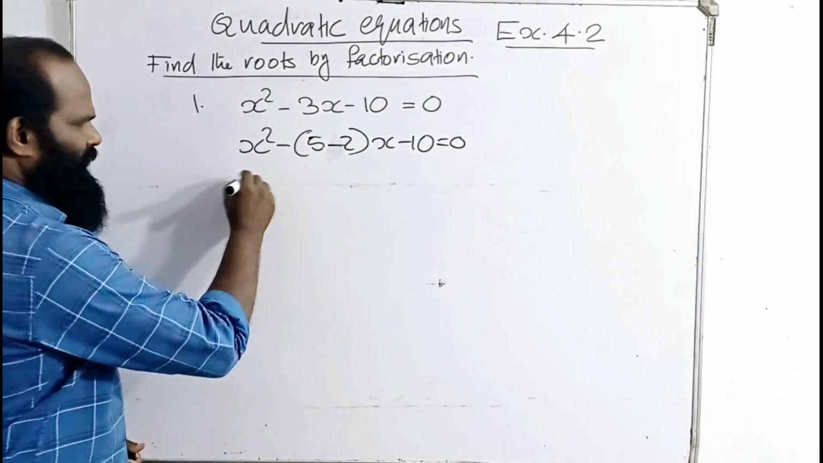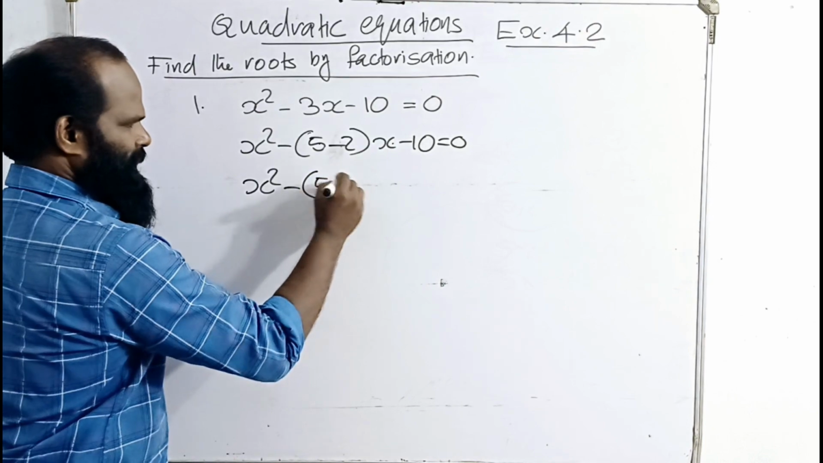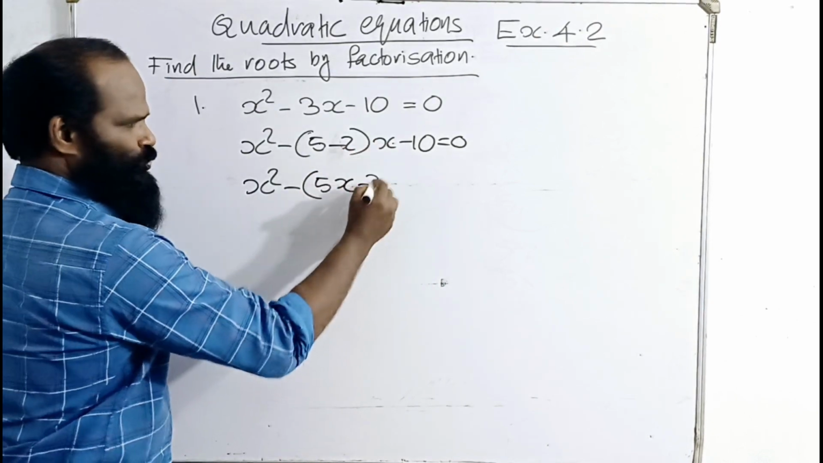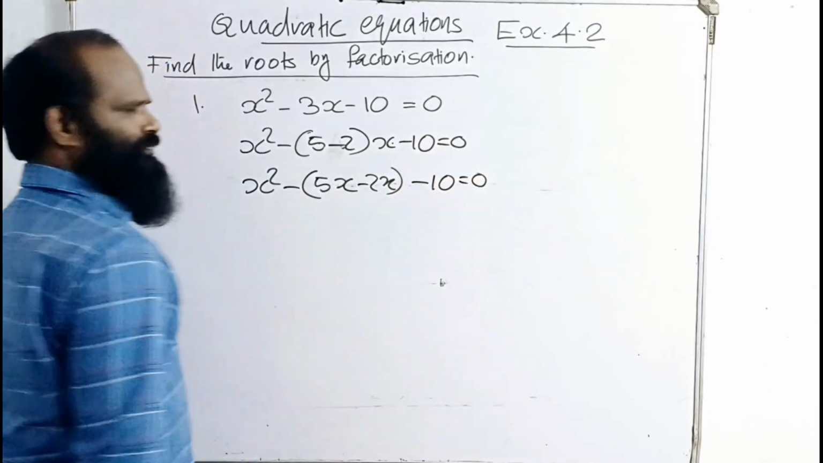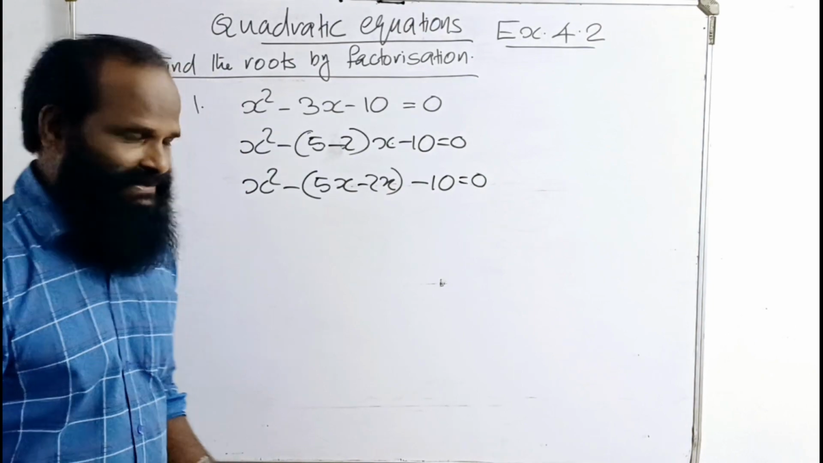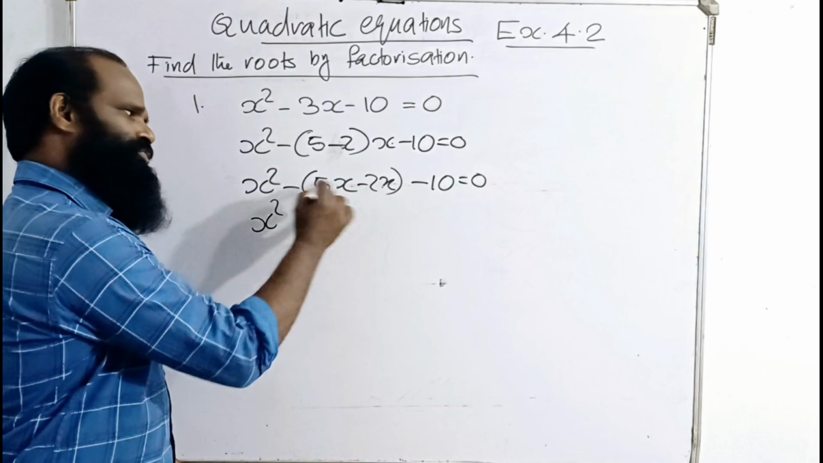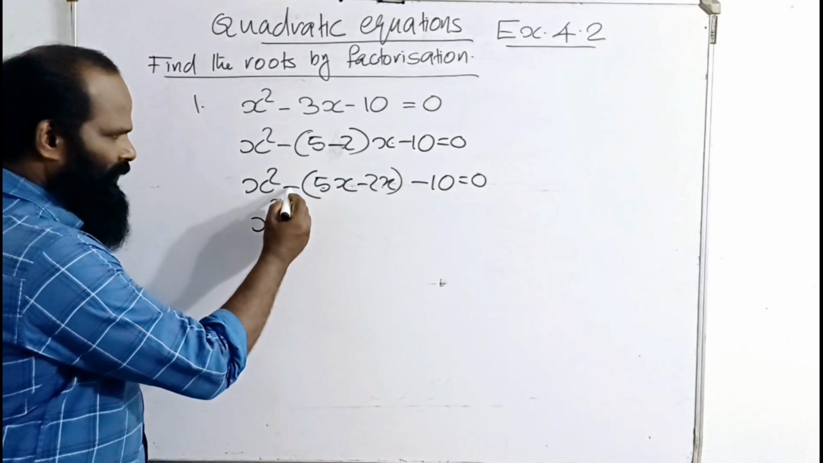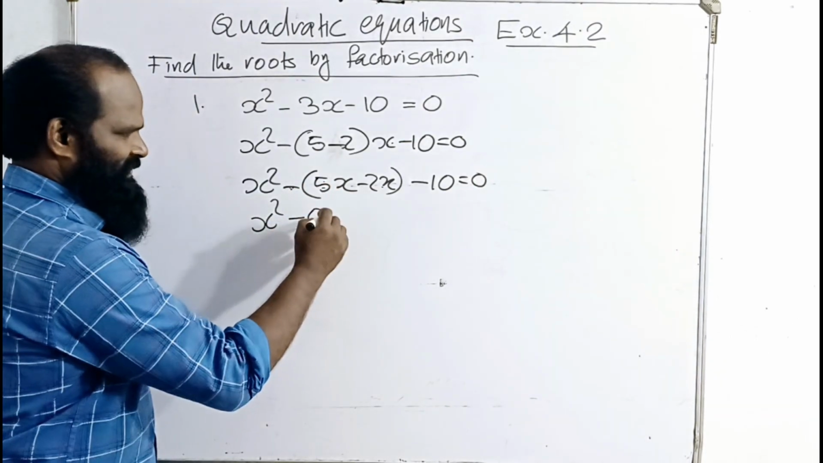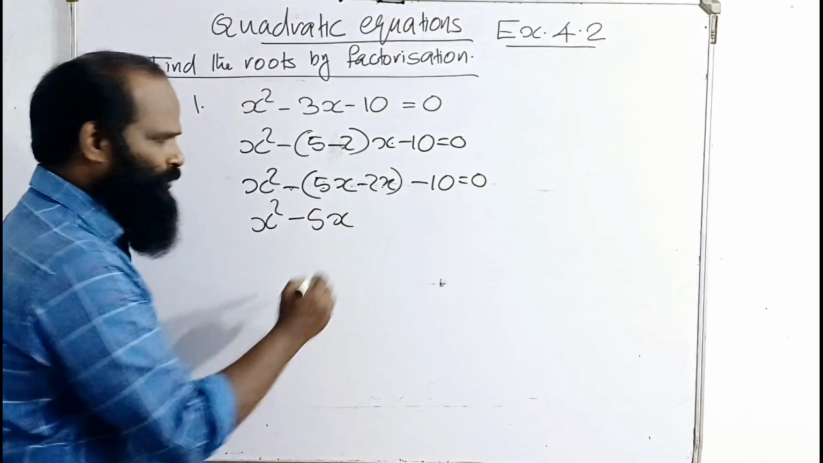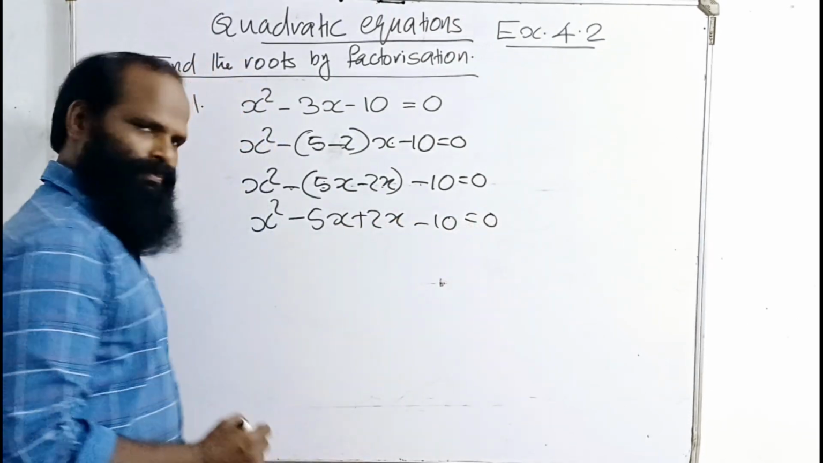Now, x squared minus, multiply 5 into x is 5x. Minus 2 into x is minus 2x. It's over. Minus 10 is equal to 0. Now time to open the bracket. Let us open the bracket this way. By multiplying these terms with the minus, negative into positive is negative 5x. Negative into negative is positive 2x. Minus 10 is equal to 0.